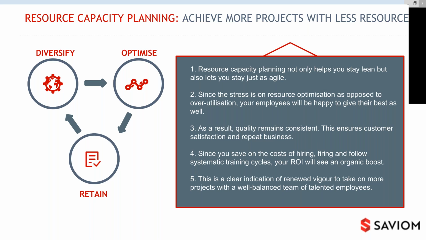Your ROI will see an organic boost as well, and this is the best part, because you're not investing in a lot of new resources or anything like that. You're just investing in the process, your internal process. You're looking at things from a much more analytical point of view, and that automatically increases the level of output, the level of quality, and the level of your bottom line for a company. I think that's highly valuable for any organization, whether they're in the professional services space or any other industry as well.